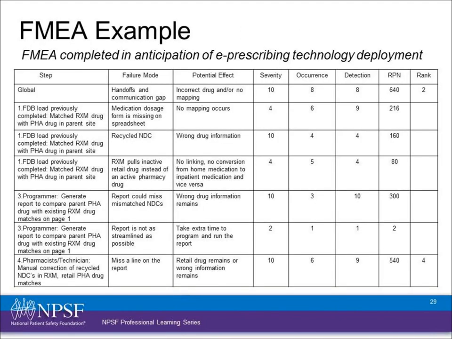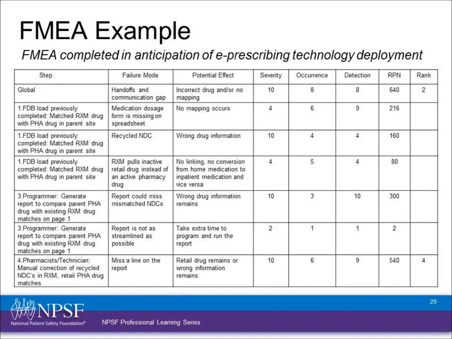Here's an example of an FMEA that was done on an e-prescribing technology that we were beginning to design. This exercise was done with an interdisciplinary team of both users and computer experts. And if you read through the different steps of the process of using the technology that they identified, and then the failure mode associated with that particular step, you'll see that some of them are very caregiver specific and some of them are really related to the technology and how it works.